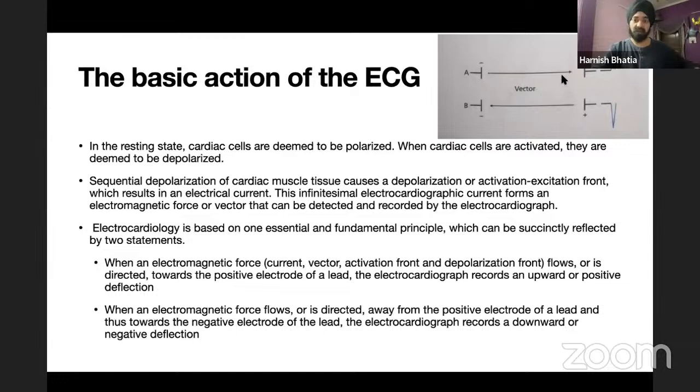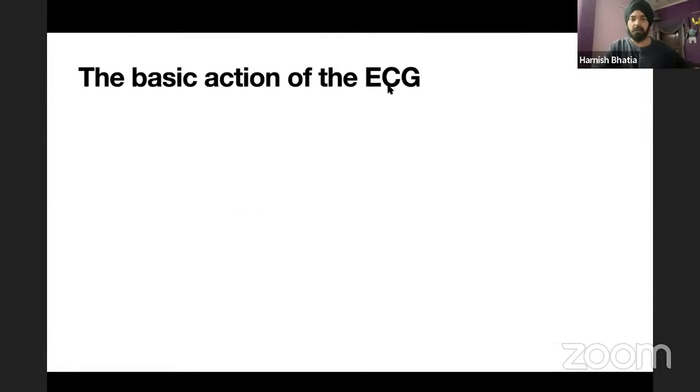So why does a lead have two electrodes? To record the electrical difference. So whenever a current flows from negative to positive, positive deflection. Whenever positive to negative, negative deflection. Okay? So with this, we'll move on to next.